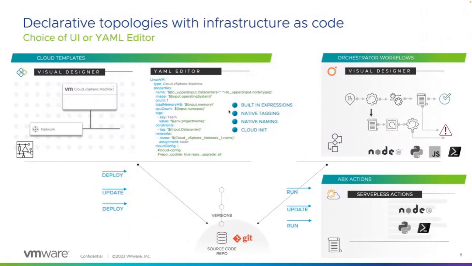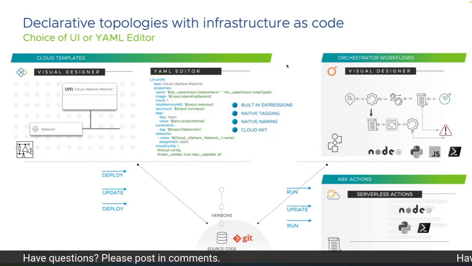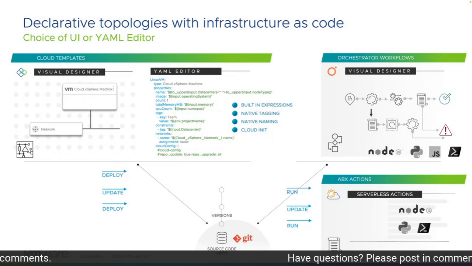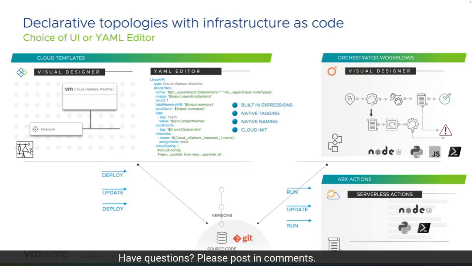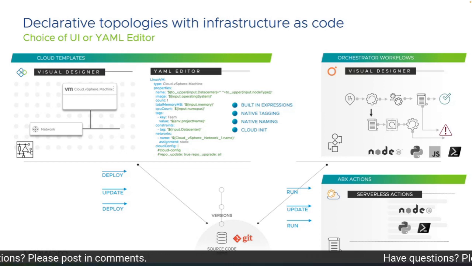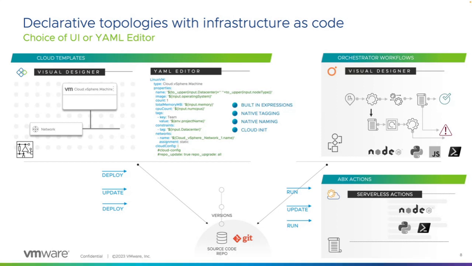Okay, so declarative topologies with infrastructure as code. I want to go through these three main areas here before I jump into the multi-cloud catalog, because this is where I'm going to focus a little bit of attention in the demo, in terms of what we are actually going to send over there and how we are going to actually publish this stuff into the catalog.